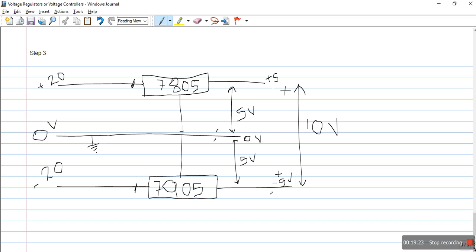So again I have got my bipolar power supply. This is 5 volt, this is minus 5 volt, right? 5 volt with respect to the ground point, and minus 5 volt with respect to this ground point. So the net voltage is 10 volt, plus 5 minus 5. So this is how we obtained our bipolar power supply of 5 volt.